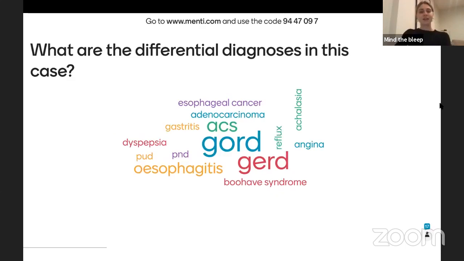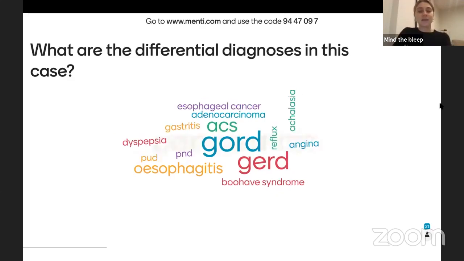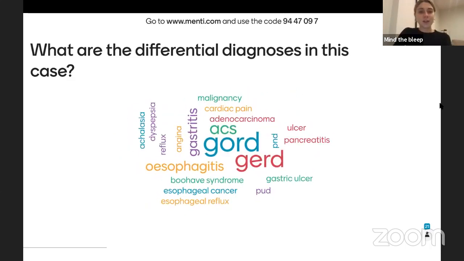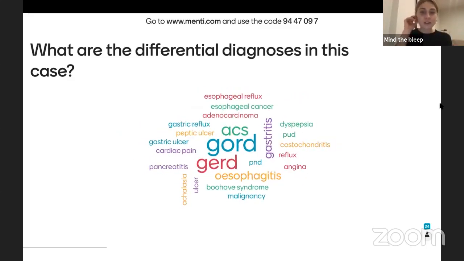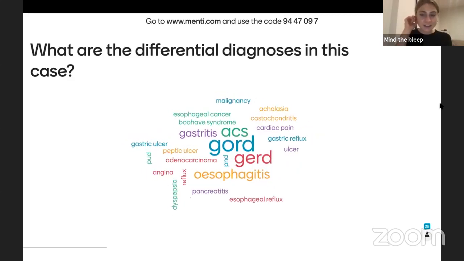Perfect. So looking at your answers, there are a few pathologies that seem to be very common answers. So gastroesophageal reflux disease seems to be very common.